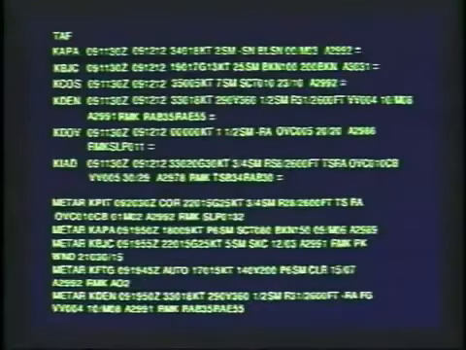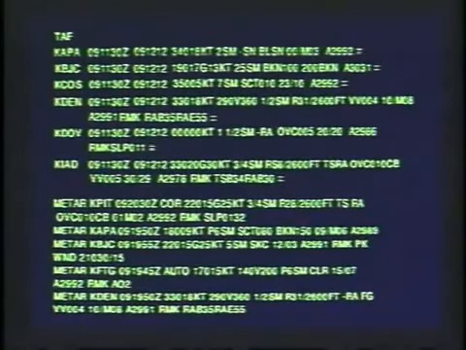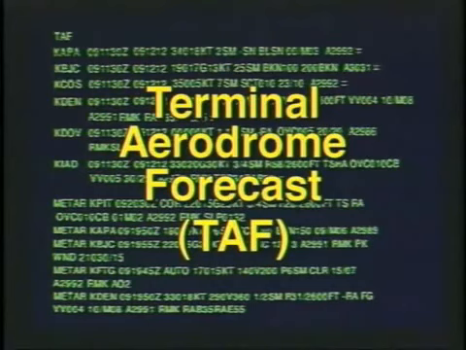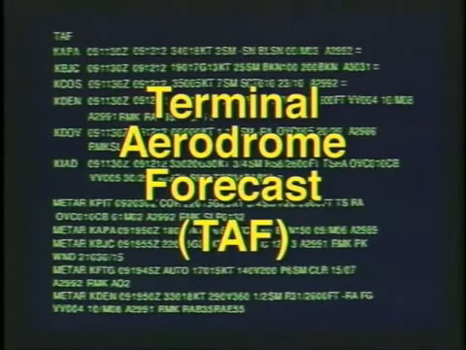The predicted surface weather within a 5 statute mile radius from the center of an airport's runway complex is called a Terminal Aerodrome Forecast, or TAF. Each forecast is issued 4 times a day and is valid for a 24-hour period. The codes used in a TAF are similar to those used in a METAR.